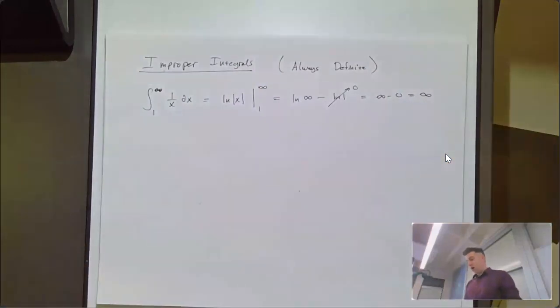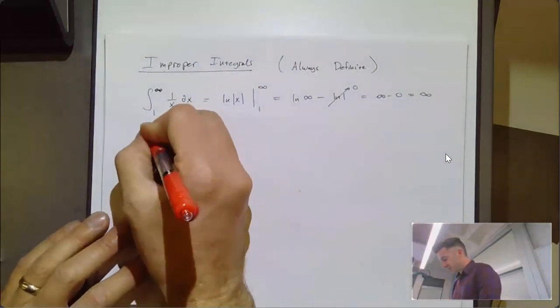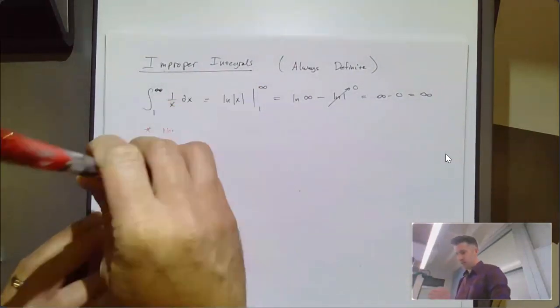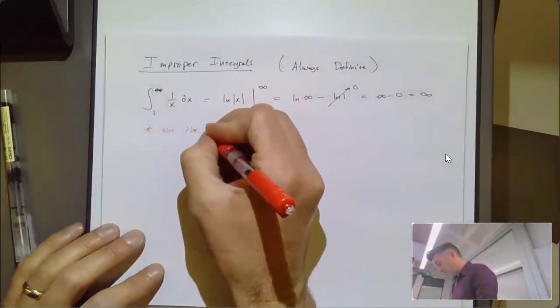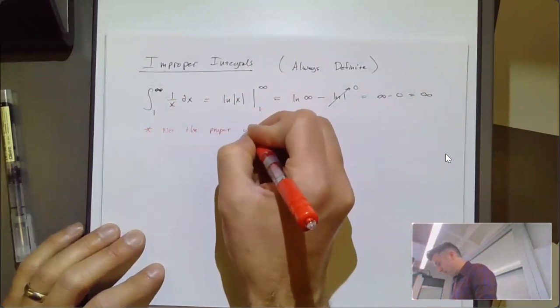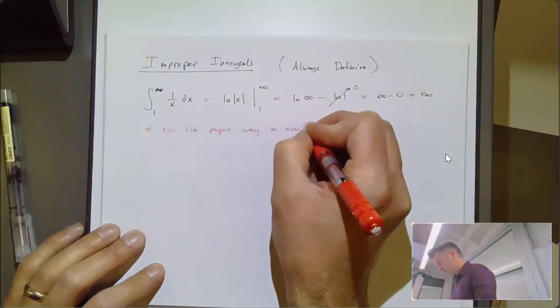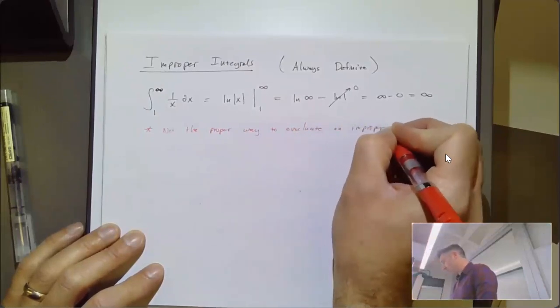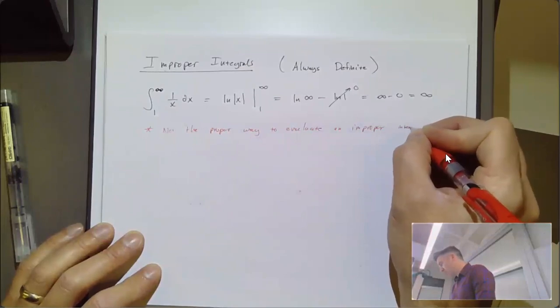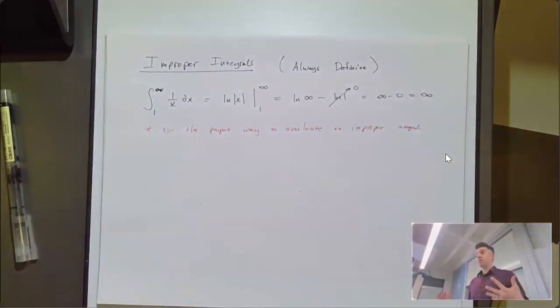Now, the reason this is wrong, or not 100% correct, is that this is not the proper way to evaluate an improper integral. The reason is that we're treating infinity like a number, and it's not a number. I want to make that really clear. Infinity is not a number. It's an idea, it's a direction, it's saying things are getting really, really large, but it's not a number.